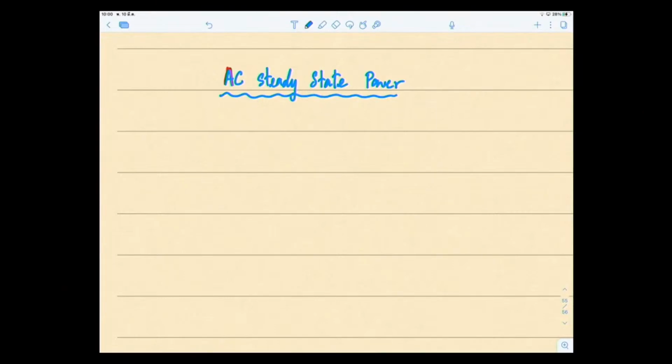Good morning, everyone. Okay, so here we are again, almost at the end of the semester. Well, today we are moving on to a topic called AC steady state power.